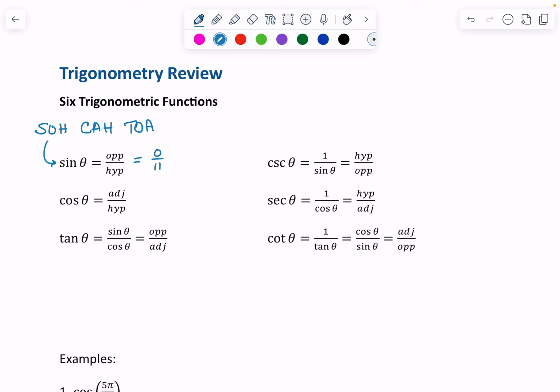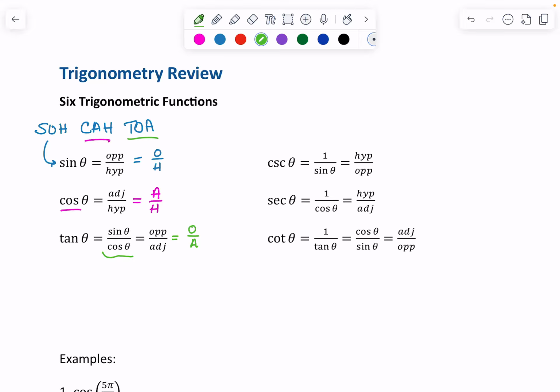Cosine is equal to adjacent over hypotenuse, so a lot of times A over H. Tangent is equal to my opposite over my adjacent, so that's an O over an A. And you can see that tangent is equal to sine over cosine also, so I have this right here.